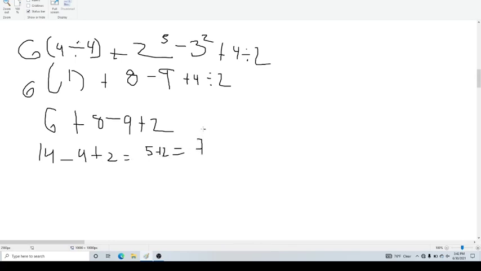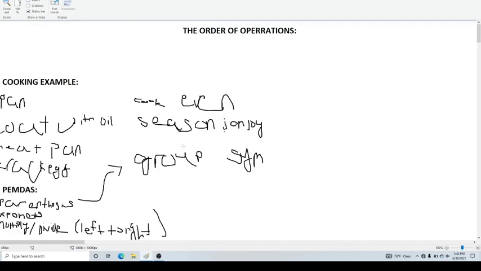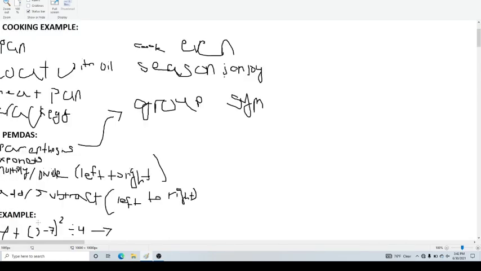Okay, so just a quick recap. Everything in life has an order of steps that we must do to complete them. And in mathematics, mainly dealing with numbers, we have a particular way of dealing with them, which is the acronym PEMDAS, the order of operations. Parentheses, exponents, multiplication or division from left to right, add or subtract from left to right.